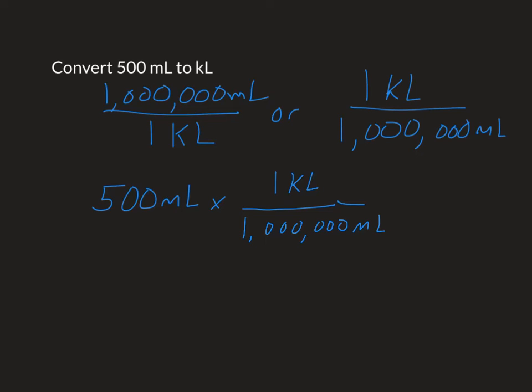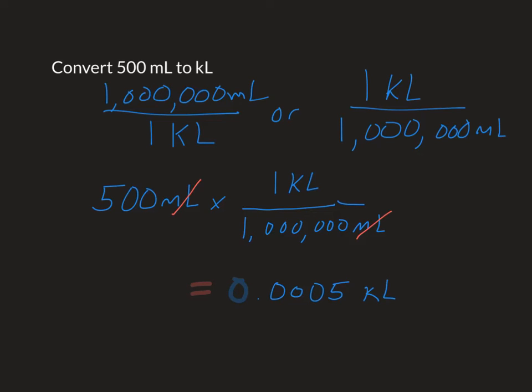Now, just like before, I'm going to multiply all this out. The milliliters will cancel because I'm multiplying by milliliters, then dividing by it. So I'm going to go 500 times 1 divided by 1,000,000. And if you put that in your calculator, what you get as an answer is 0.0005 kiloliters.